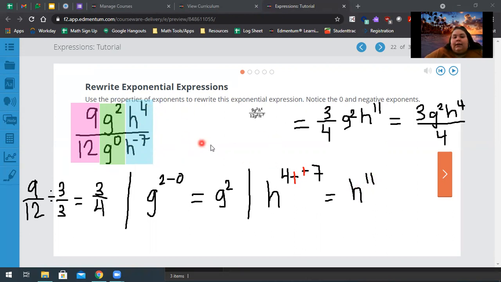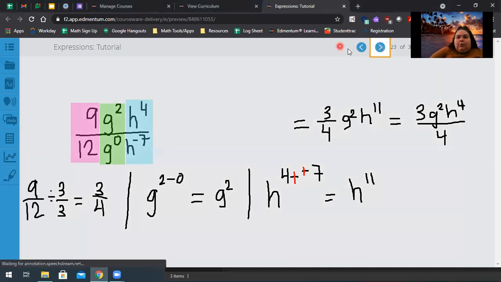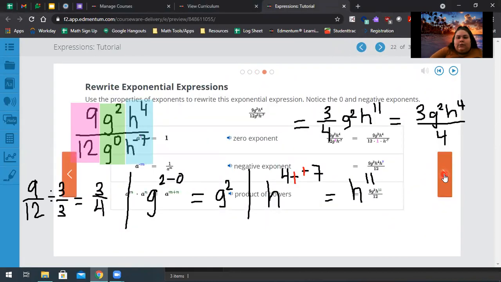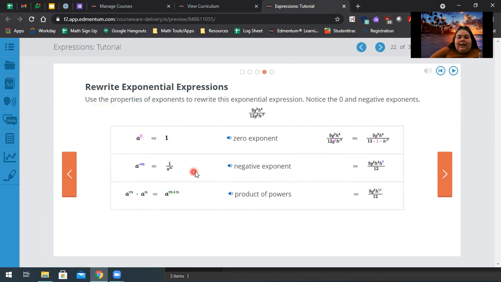So it doesn't make a big difference, but like I said, you could have taken that negative exponent and changed it first. So, let me just click through it here. If you take a look at their example through Edmentum, here, let me clear this up, they took the 0 power. So that g to the 0, they automatically changed it to 1.